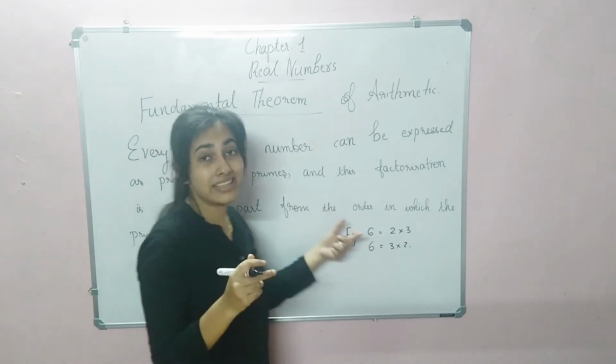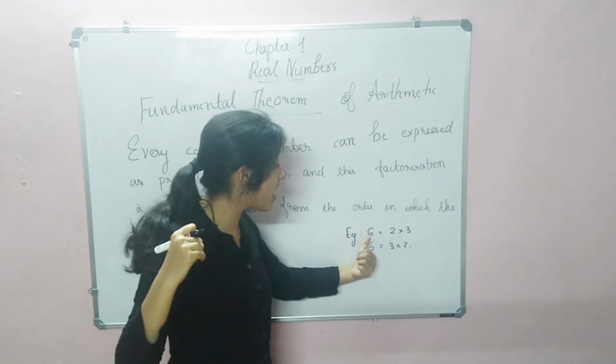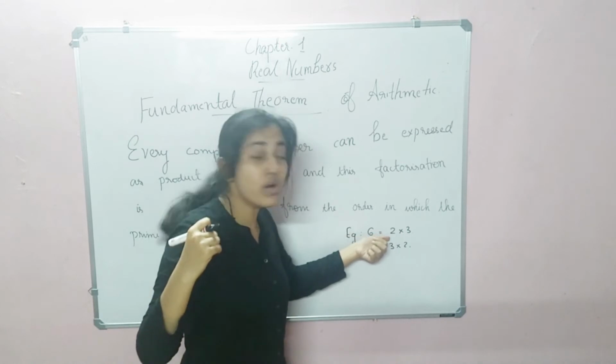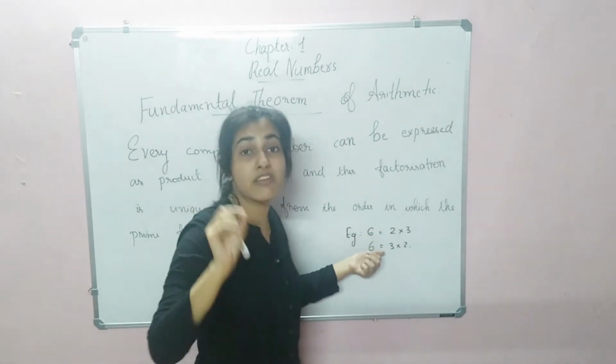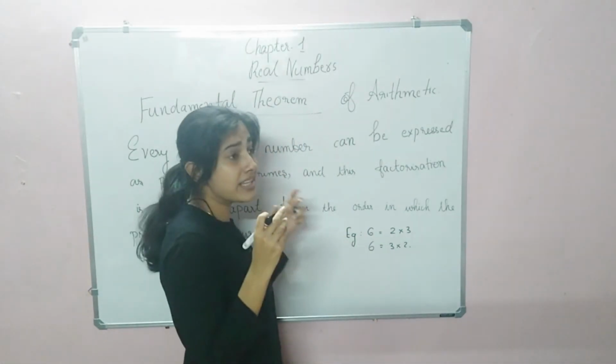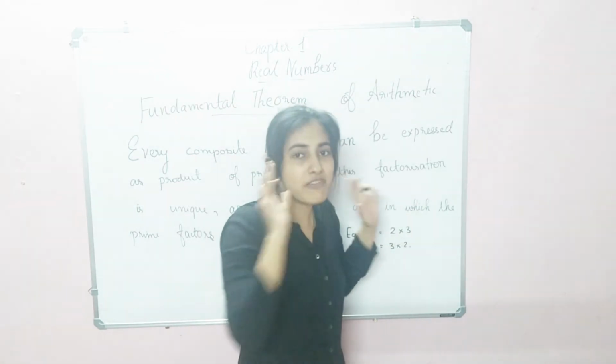We're just saying that the primes involved in the prime factorization of 6 are 2 and 3. This is a unique representation. No other primes are involved in the prime factorization of 6. But if you fix something, like you write the primes in ascending order, then this prime factorization is unique.